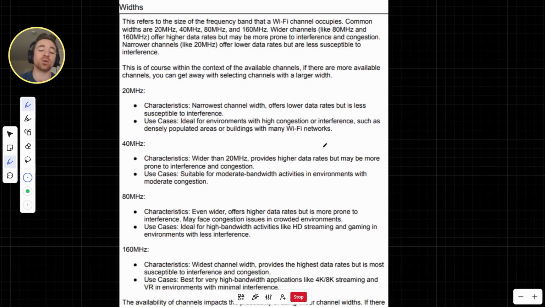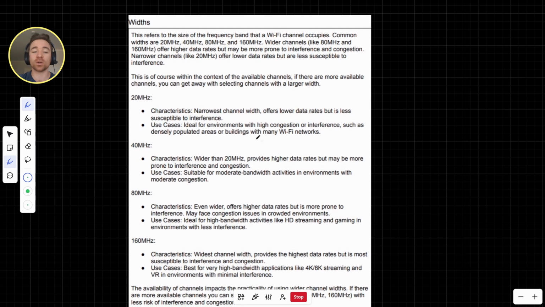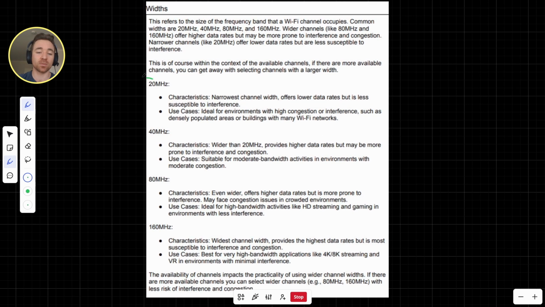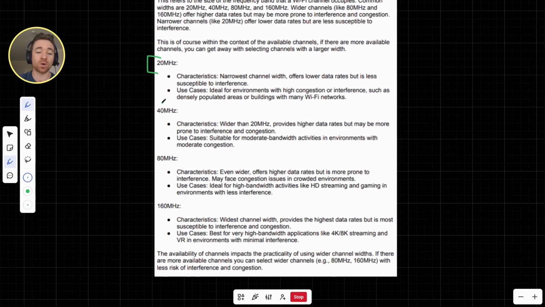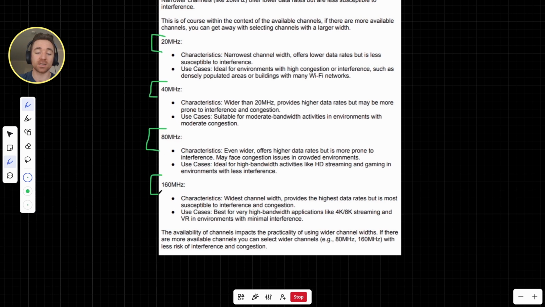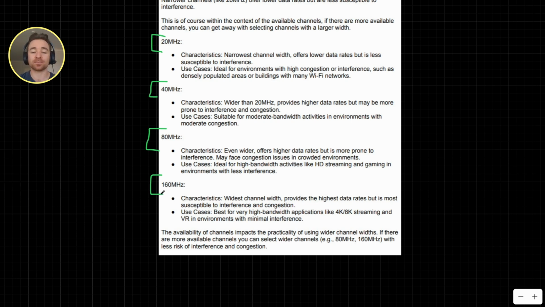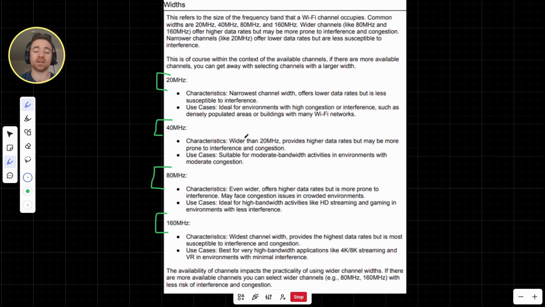So you need to know about 4 specific widths for your exam. Basically, you can set a channel to be 20 megahertz wide, 40 megahertz wide, 80 megahertz wide, or 160 megahertz wide. They've specifically listed these in the exam objectives. These are the 4 you need to know about. Okay, so we need to know basically that there's going to be a toss-up between speed and likelihood of interference.